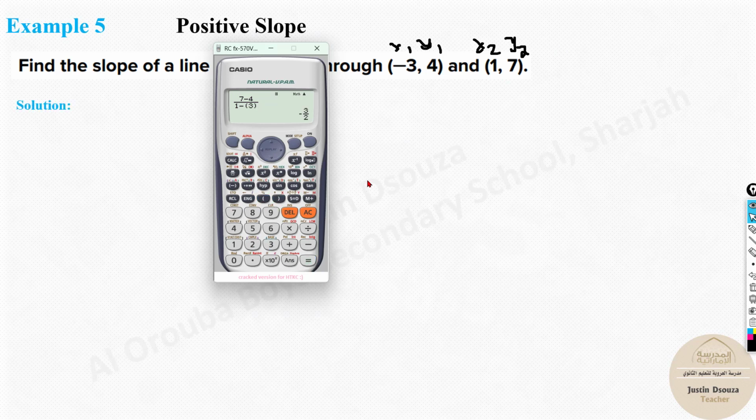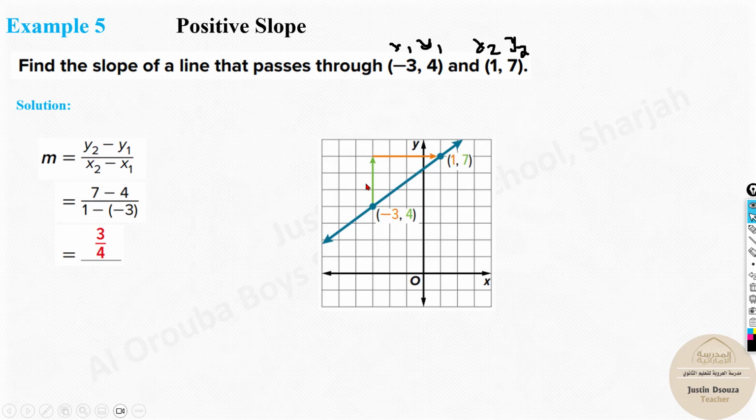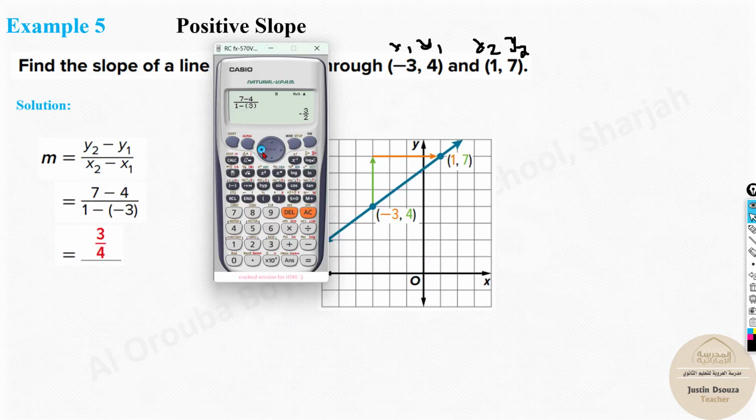And what is the answer? Negative 3 by 2. So okay, what did I do wrong? See, I have not done it right. So 1 minus of minus 3, guys. Don't make the mistake I made. A simple sign would give you a complete wrong answer. Now the answer is 3 by 4. That means it's positive 3 by 4.